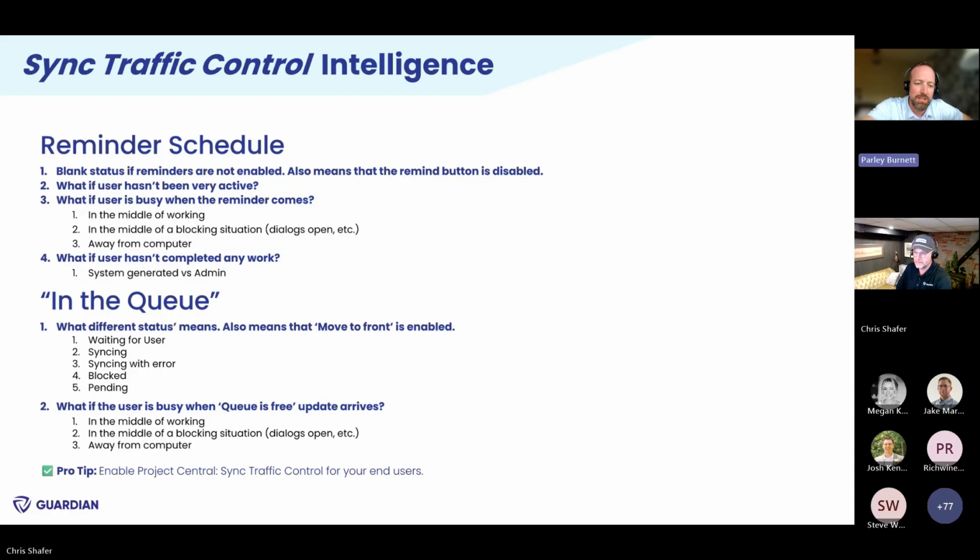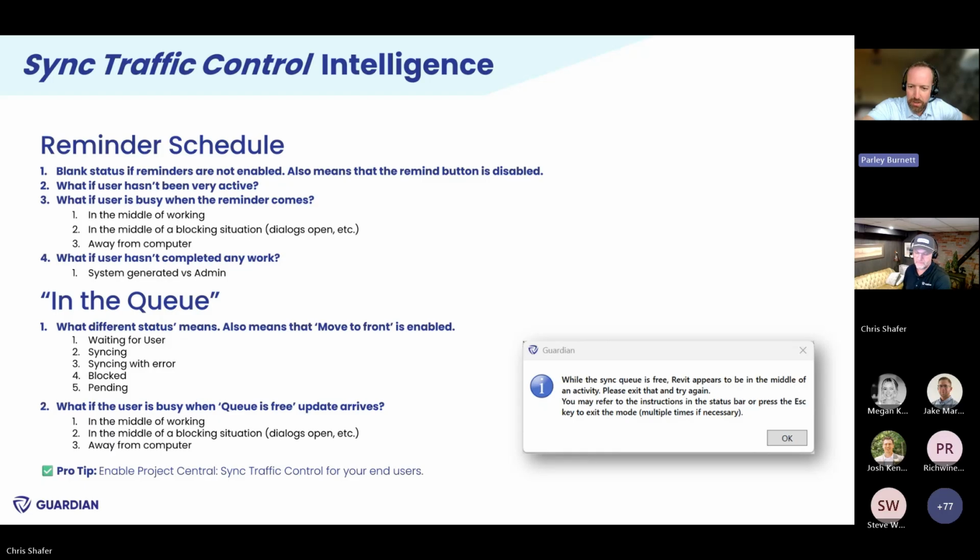We've talked about this little tip here. And the next little prompt here, this is actually new with Guardian 328, where if a user is in that kind of blocked situation, Guardian's a little bit more proactive to the user, letting them know, hey, we're trying to sync. As soon as you hit escape a couple times or close out of the dialog, you'll get that prompt.